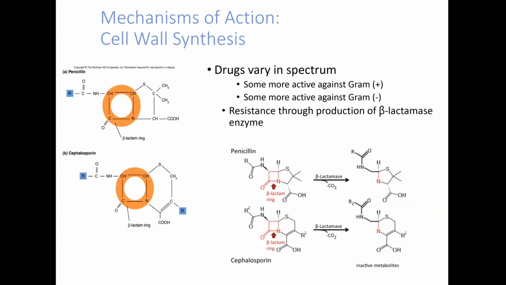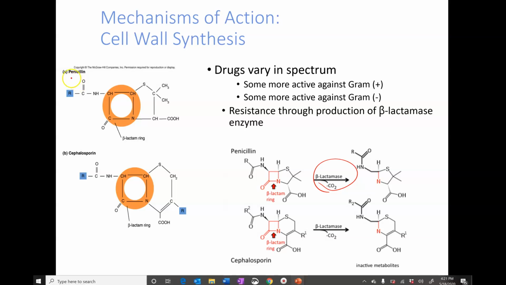So the beta-lactam drugs vary, depending on the drug that we're talking about. Some of them are more effective against gram-positive, others gram-negative. The big problem with beta-lactam class drugs is that they have an Achilles heel, and that is beta-lactamase. So this is a major mechanism of antibiotic resistance.